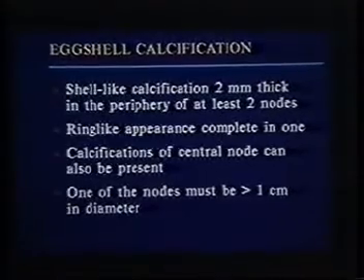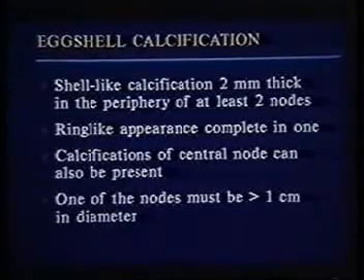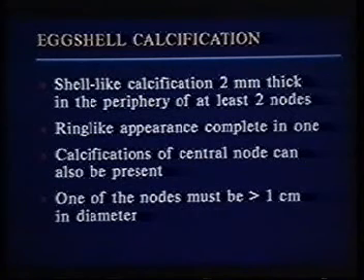Eggshell calcification was mentioned by Phil Goodman earlier this morning. While I was researching this talk, I found out that there are specific criteria for making the diagnosis of eggshell calcification, and this is them. You must see shell-like calcification 2 millimeters thick in the periphery of at least 2 nodes. It must have a complete ring-like appearance in one of the nodes. Calcifications of the central portion of the node can also be present, and the nodes should be enlarged. Well, I'm not sure we need to remember these or only call eggshell calcification when we see those criteria, but indeed, this is what eggshell calcification is.